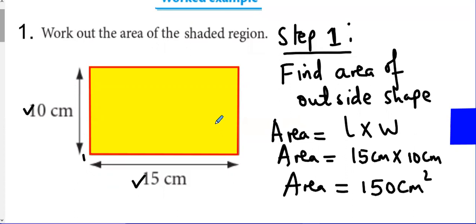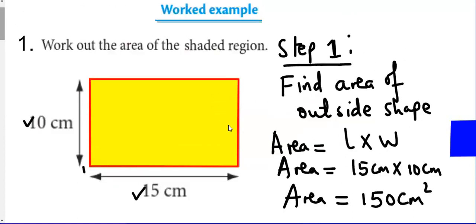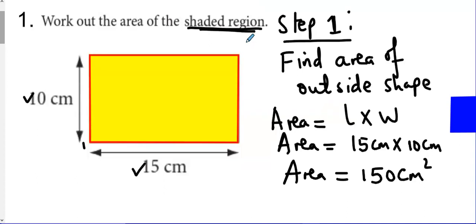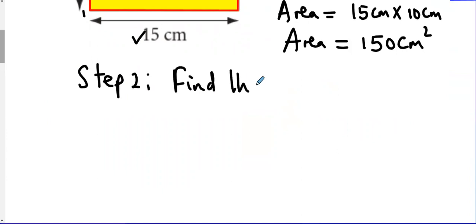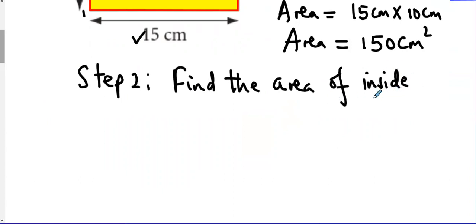Okay. Step number two. In order for us to get the area of the shaded region, we need to find the area of the inside shape. So step number two is find the area of the inside shape.